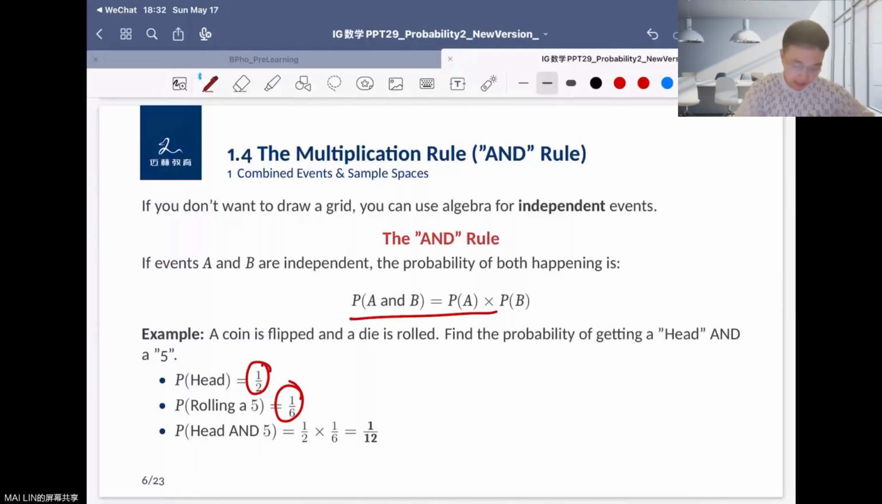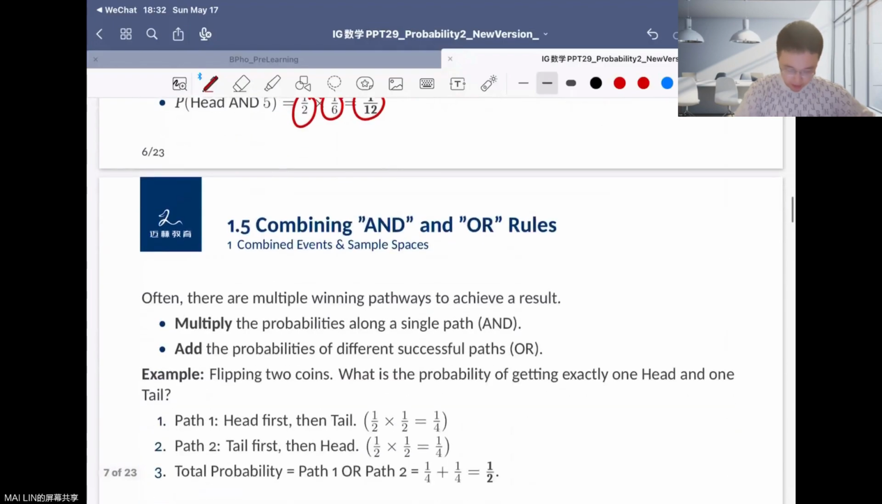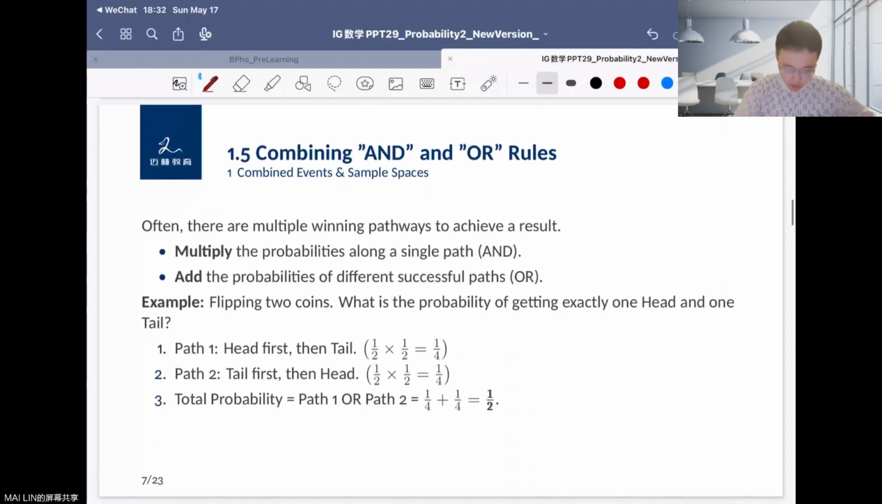So we can say P(A) times P(B), that here is a half times 1/6, equals 1 over 12, okay? That is the exact probability in this graph. Also remember that here we have to combine "and" and "or" rules. When you multiply the probabilities together, that means A and B. But when you add the probabilities, that is A or B.